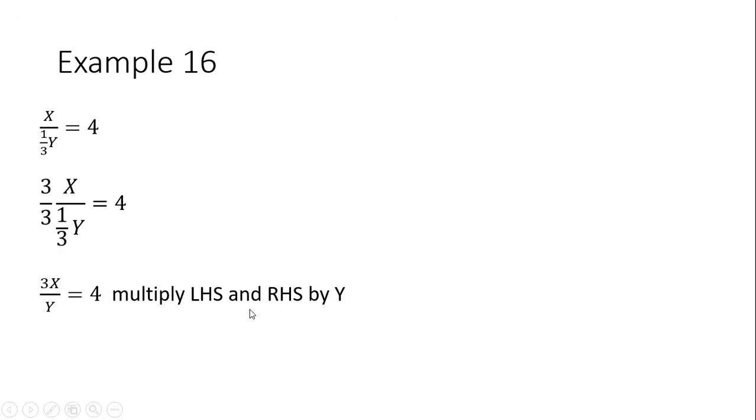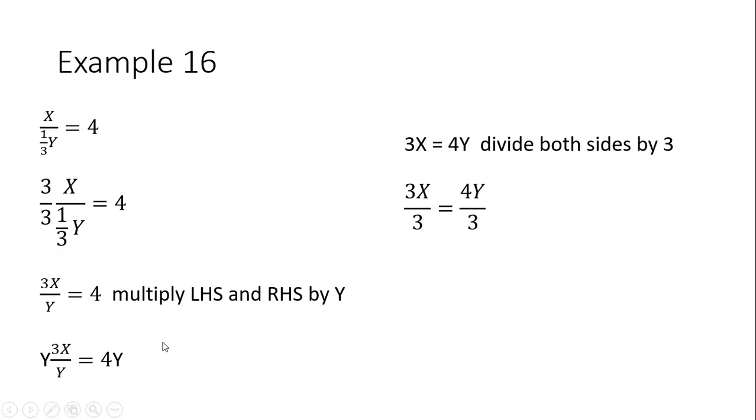Let's multiply the left-hand side and right-hand side through by y. Okay, so I'm just showing that here. y divided by y will cancel, become 1, and we'll just get 4y on the right-hand side. So 3x equals 4y, dividing both sides by 3. x equals 4y divided by 3. So I solved this for x.